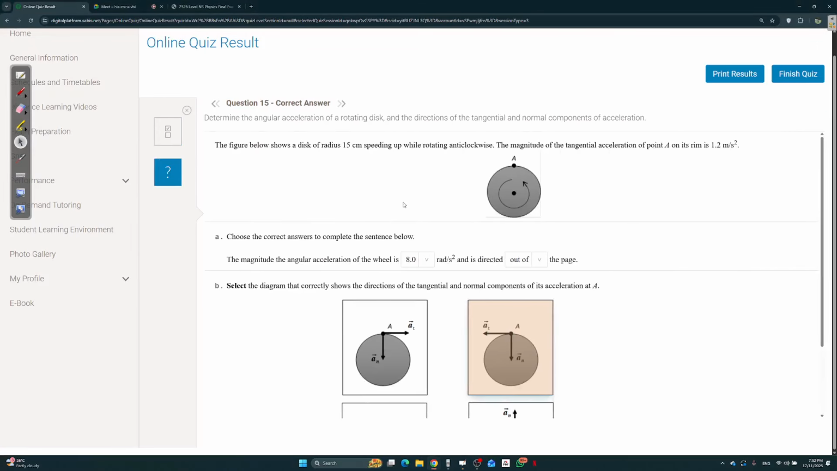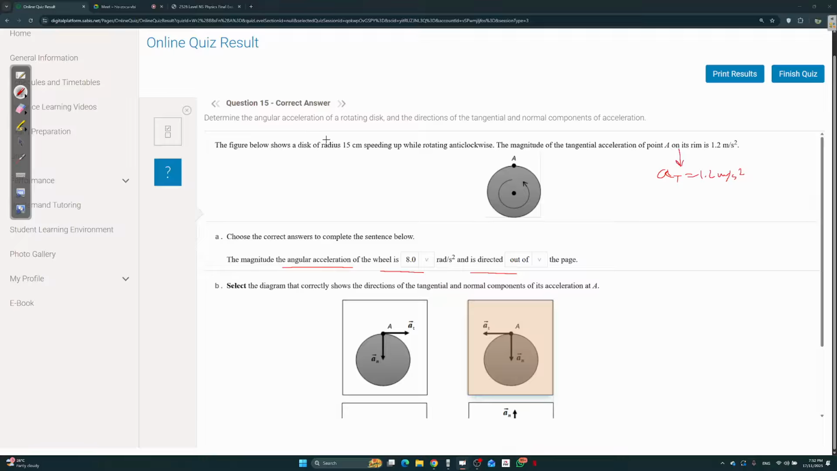Alright, over here, question 15, the figure shows a disk of radius 15 centimeters speeding up anti-clockwise. The magnitude of the tangential acceleration is 1.2. So they gave me A tangential is 1.2 meter per second squared. The magnitude of the angular acceleration is how much, and is directed out of the page.